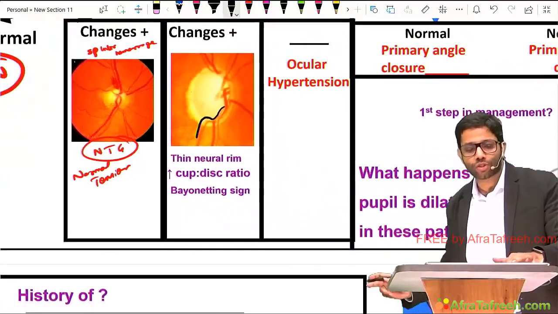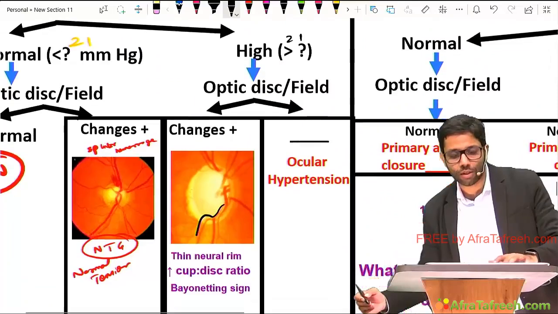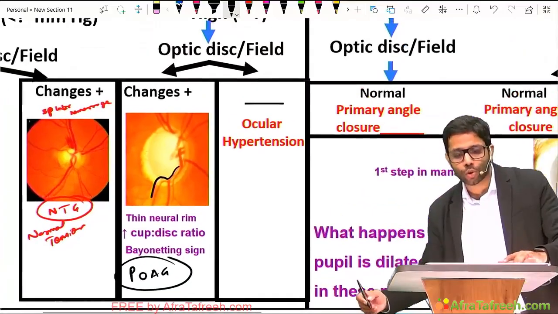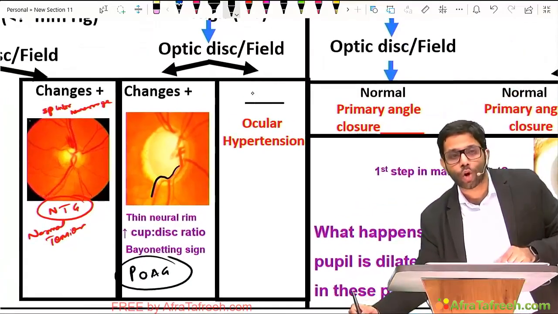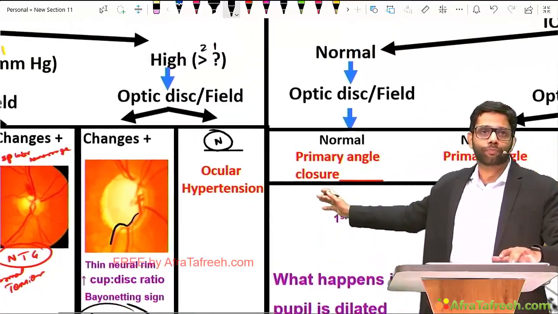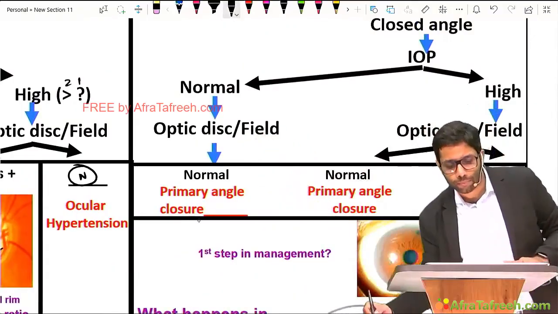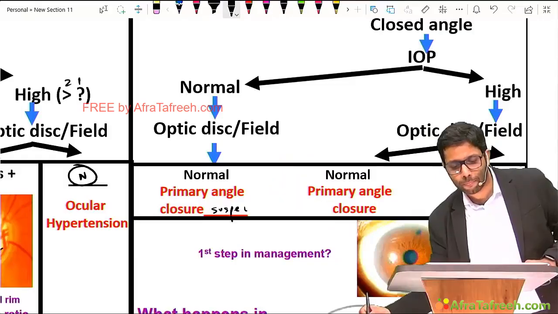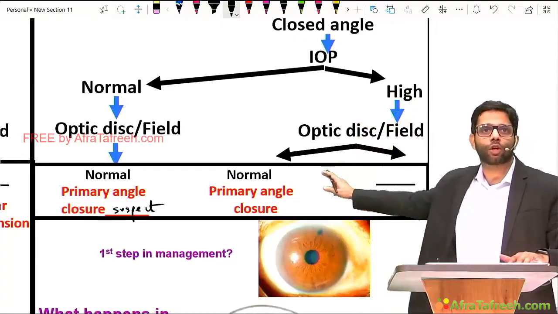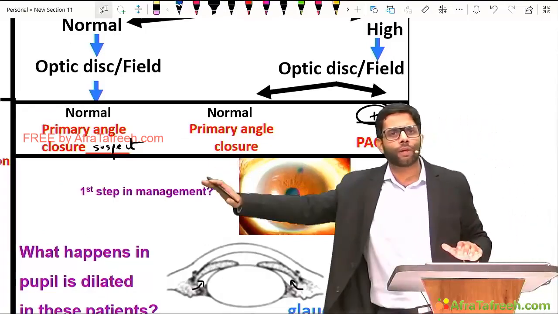So if there is an optic disc change with high intraocular pressure, high meaning more than 21, with visual field change, that is known as primary open angle glaucoma. But in ocular hypertension, the optic disc and visual field are normal, only the pressure is high. If it is a closed angle with normal optic disc and normal pressures, that is primary angle closure suspect. Similar to ocular hypertension, there is primary angle closure: IOP is high, optic disc is normal. But in primary angle closure glaucoma, the optic disc changes have to be there. Similar changes occur in open angle and closed angle.